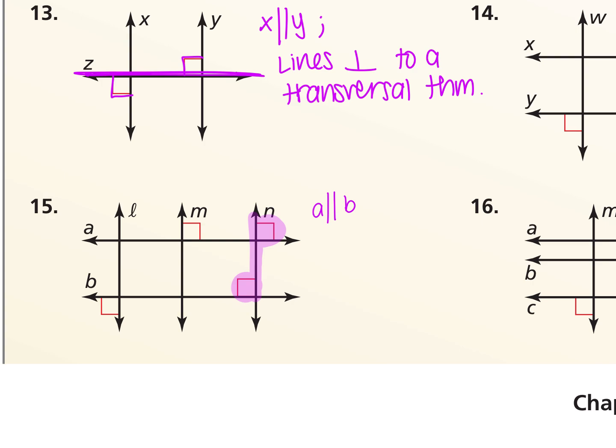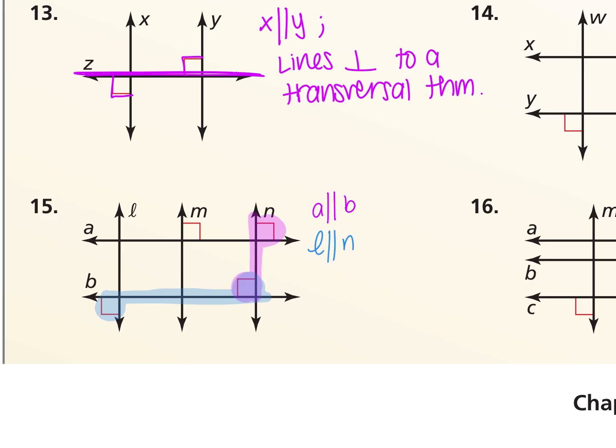What else is parallel? There's a few in here. What else is parallel? You guys should have done this. Katya? L and N. How do I know they're parallel? Good, B. So here is line L, it's perpendicular to B. This is my transversal. And yes, N is also on that transversal. It cuts that transversal. So I'm going to say L is parallel to N.